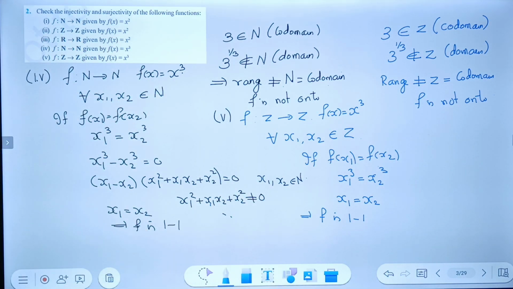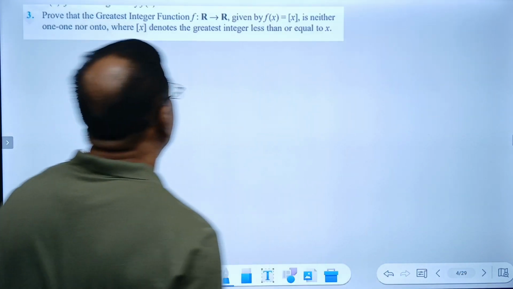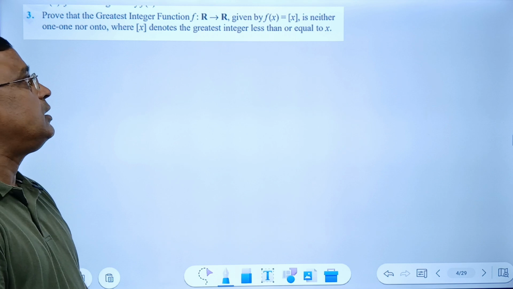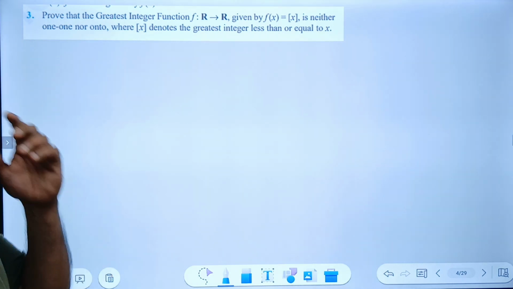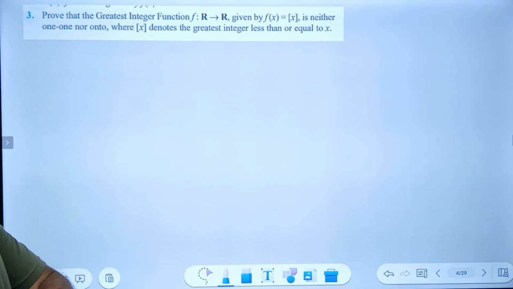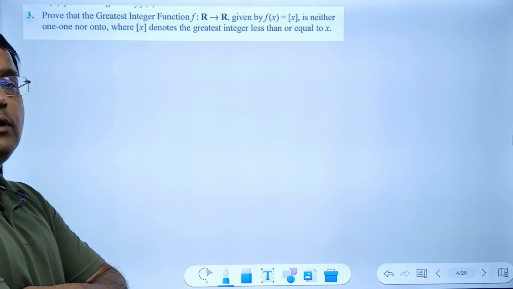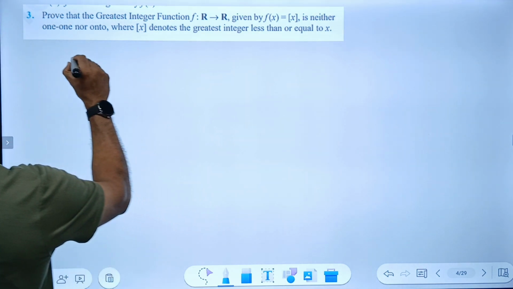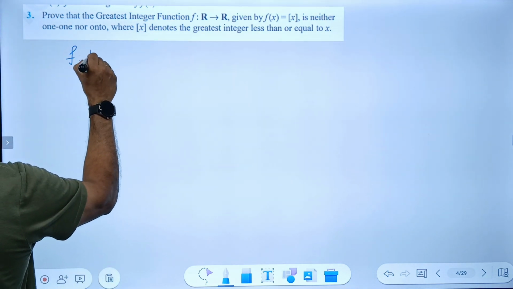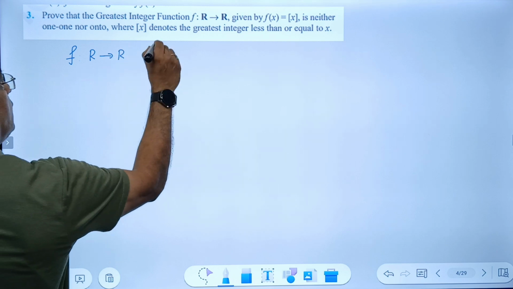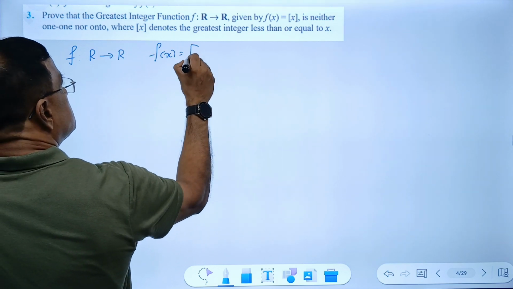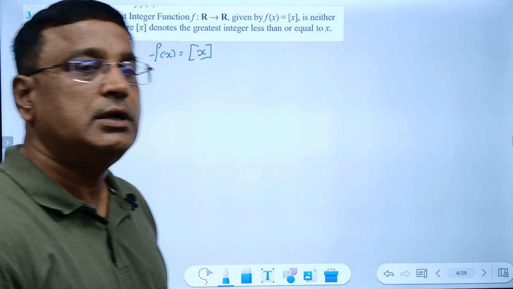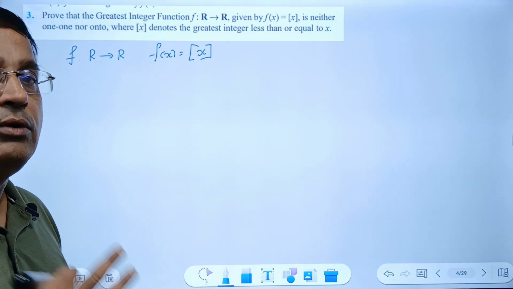Okay. Let's go to the next one. Prove that the greatest integer function f from R to R, defined as f of x is equal to greatest integer function of x, is neither 1 to 1 nor onto. Now let's look at the function. The function is from real numbers to real numbers, and the function is defined as greatest integer function of x. The greatest integer function of x definition is greatest integer less than or equal to x.